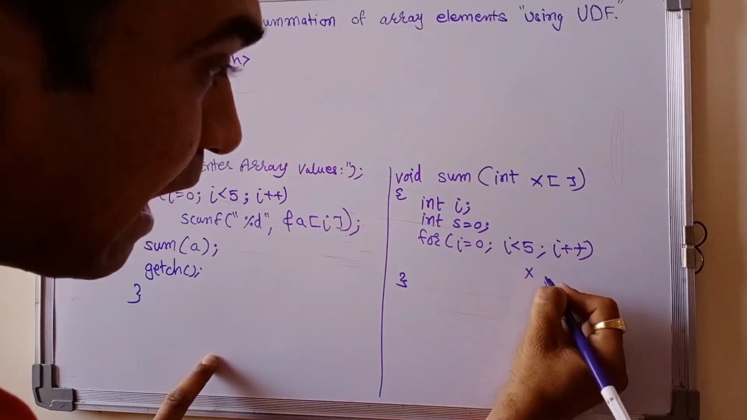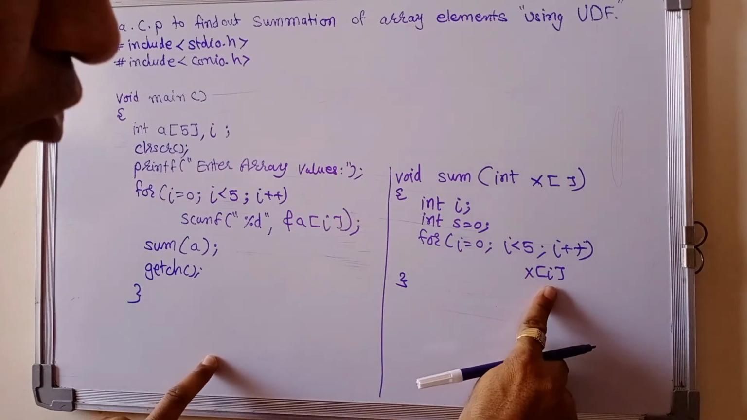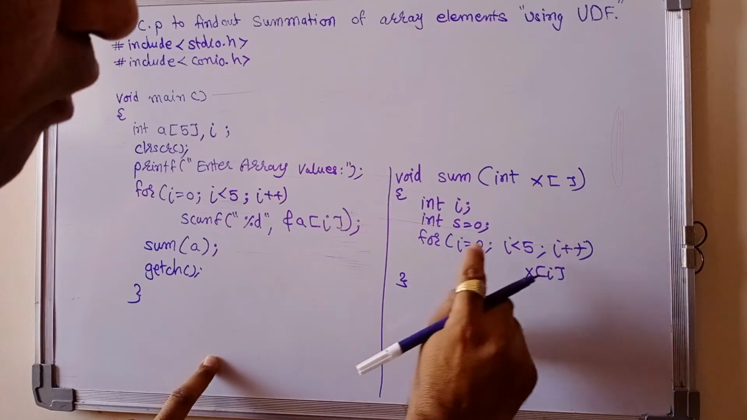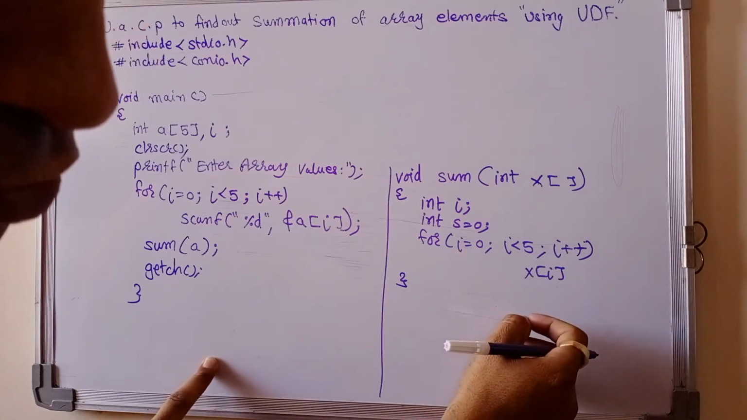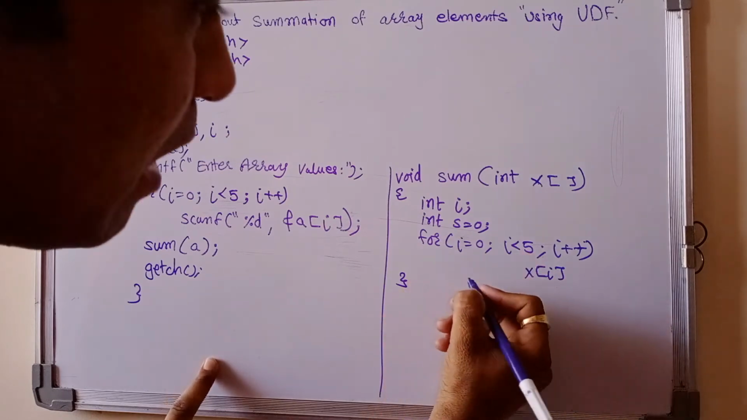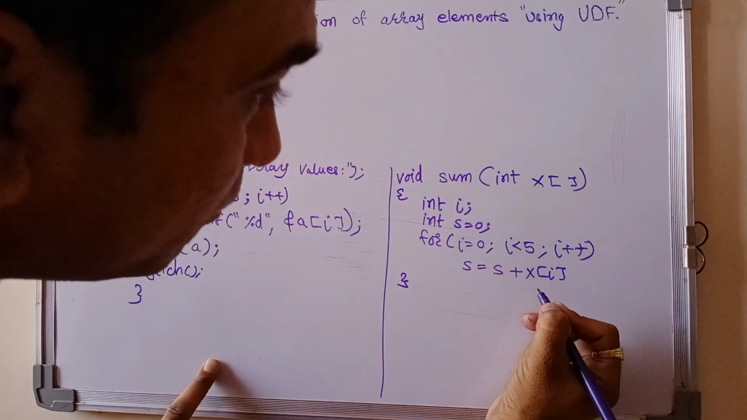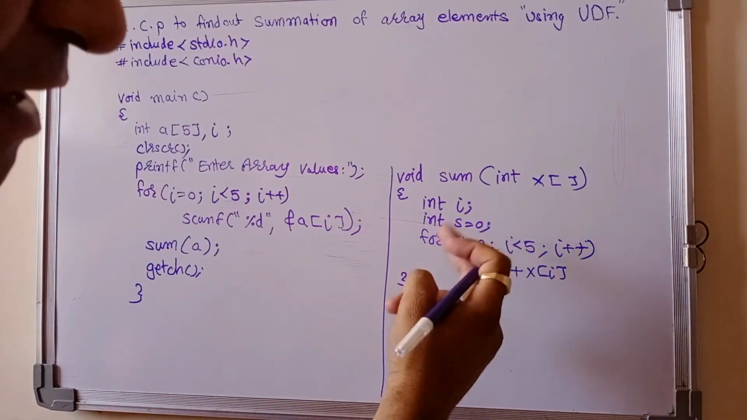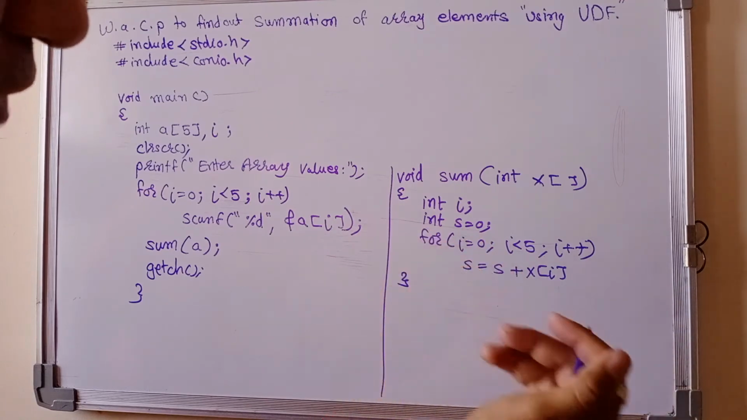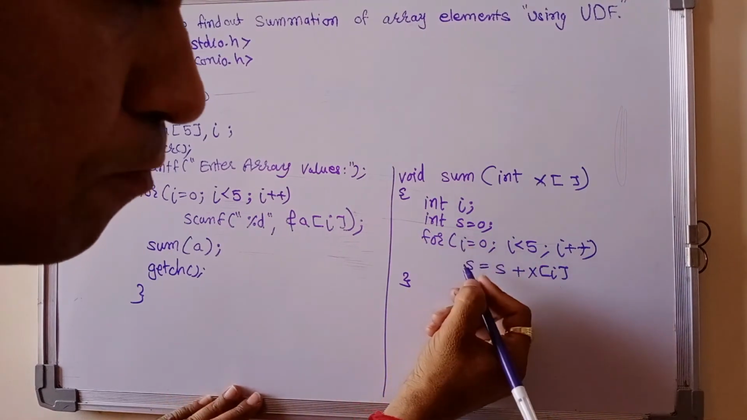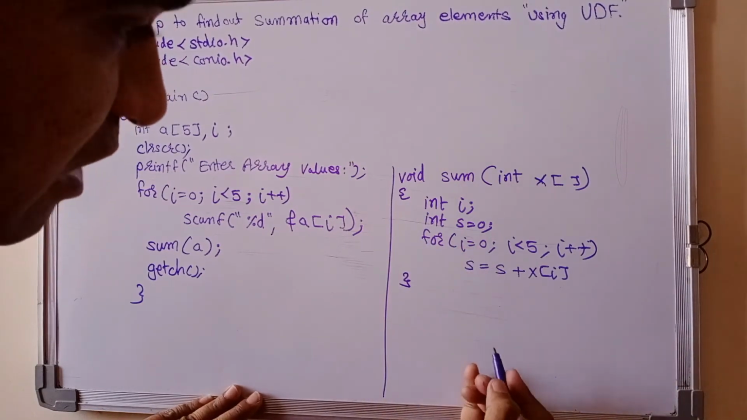If I write x of I, when I will be 0, I will get x of 0's value. When I will increase to 1, I will get x of 1 place value. So what I need to do, I need to add this value. So I just use logic s is equal to s plus x of I. So at each iteration, my s variable will calculate the addition of all the values. So once my loop is over, I have answer ready in s variable. So I just need to print that variable.